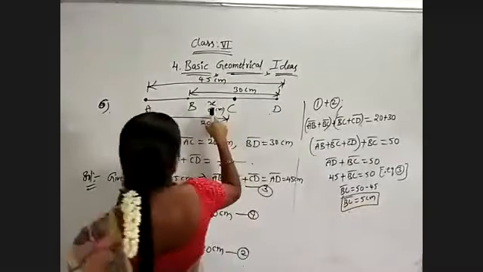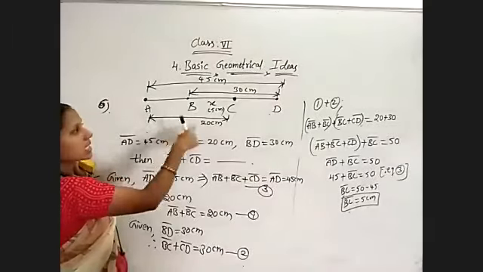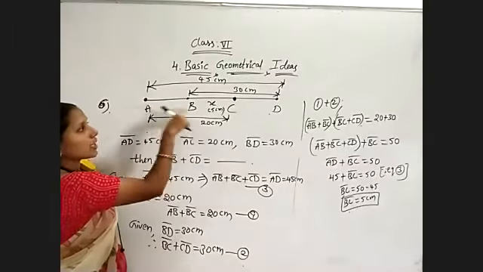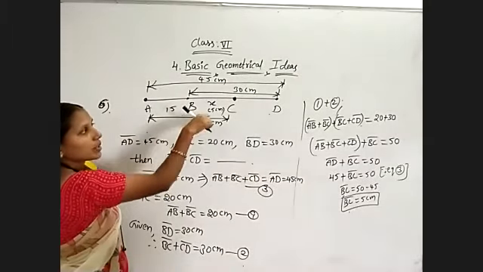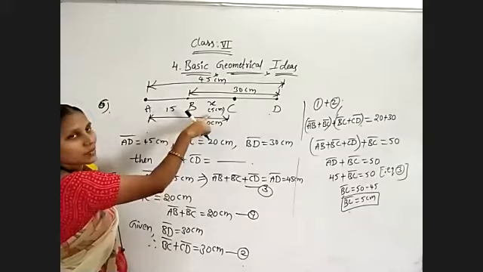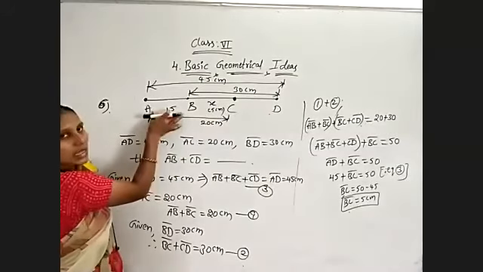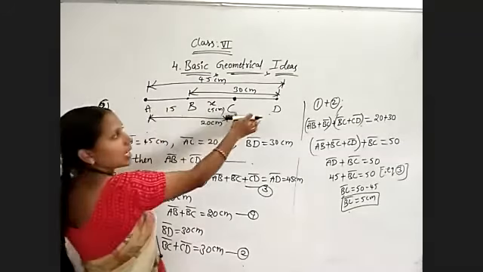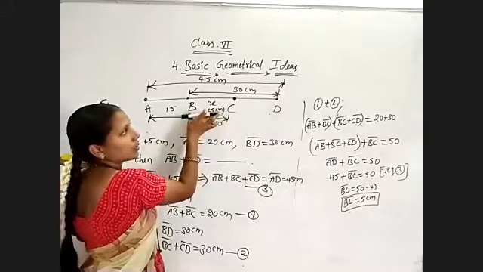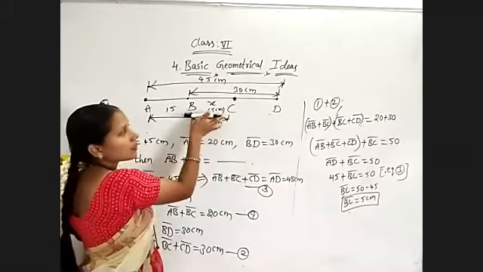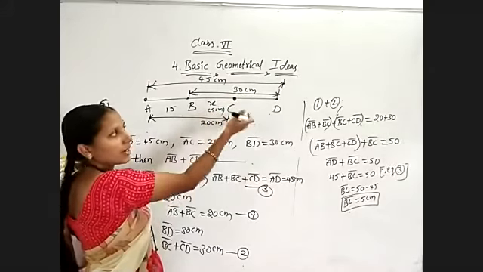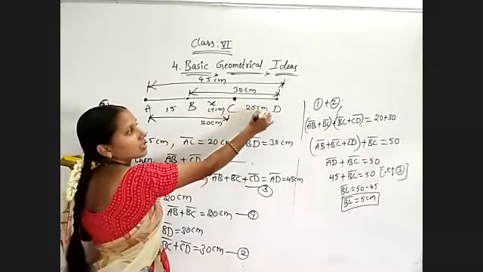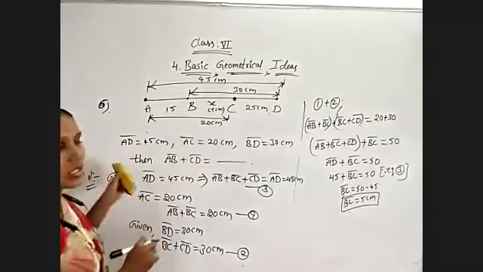That means total length AC is 20. 20 minus 5 is 15, so 15 plus 5 is 20. That means AB length is 15. Same for CD also. Total length from B to D is 30. BC we have 5. Remaining length is 25 centimeters. Okay, I hope you understood.